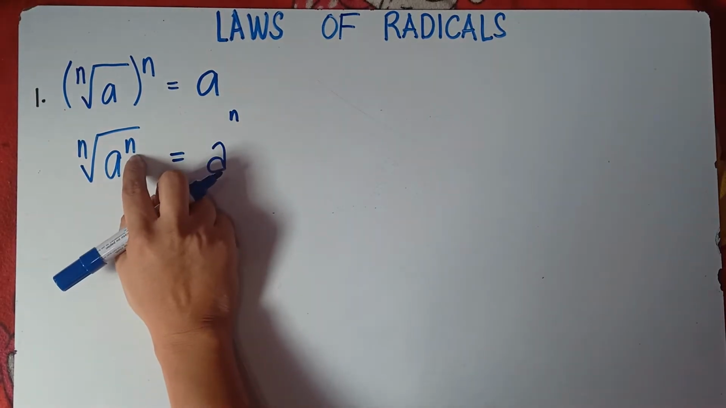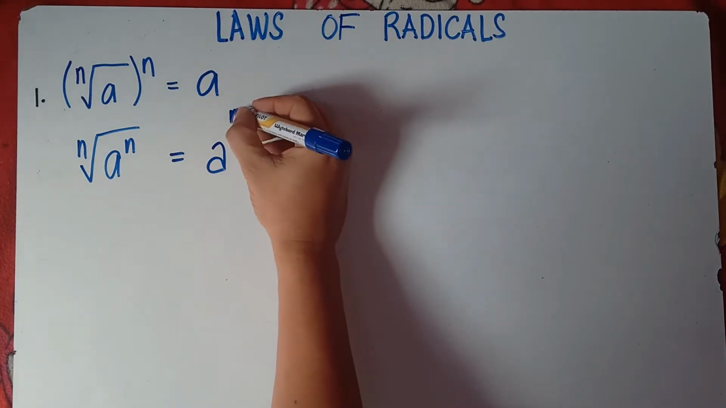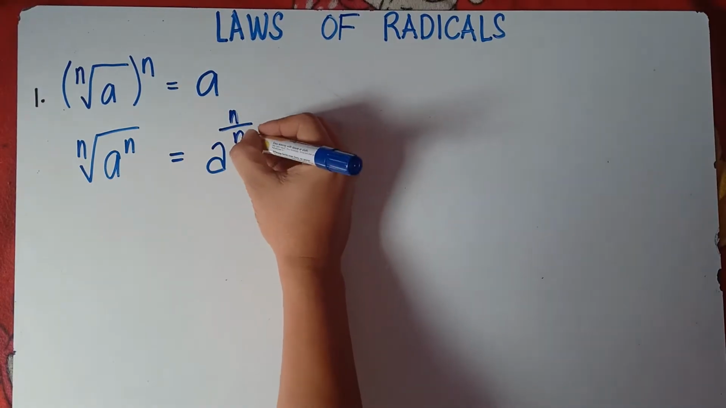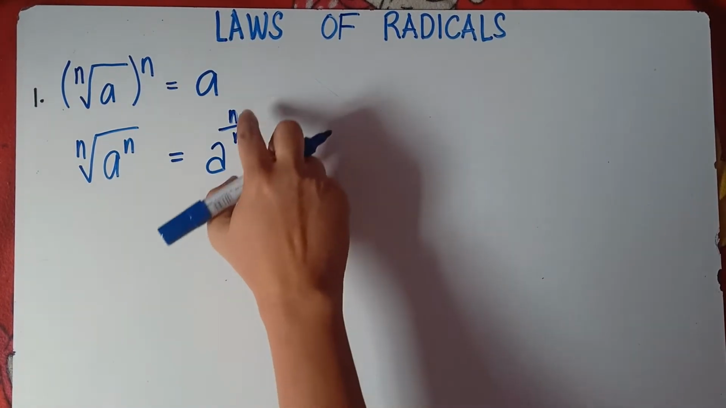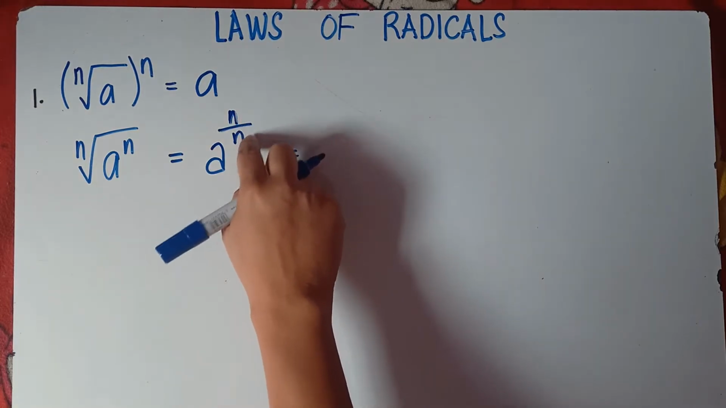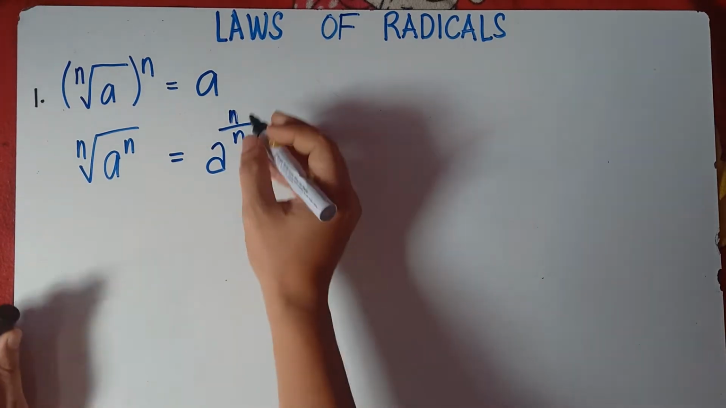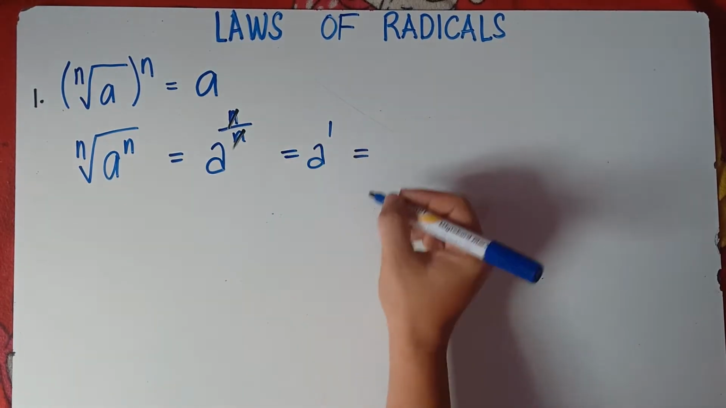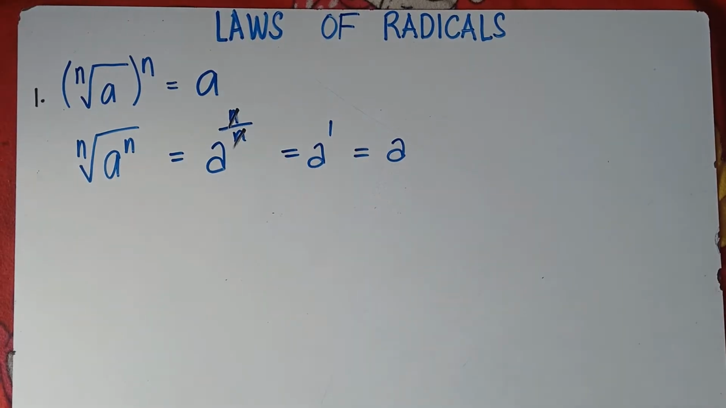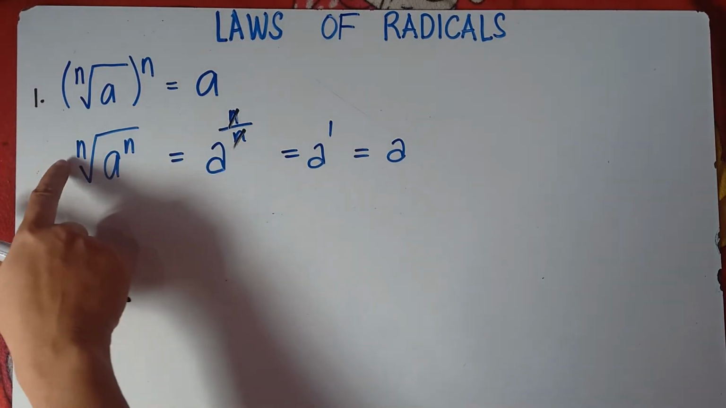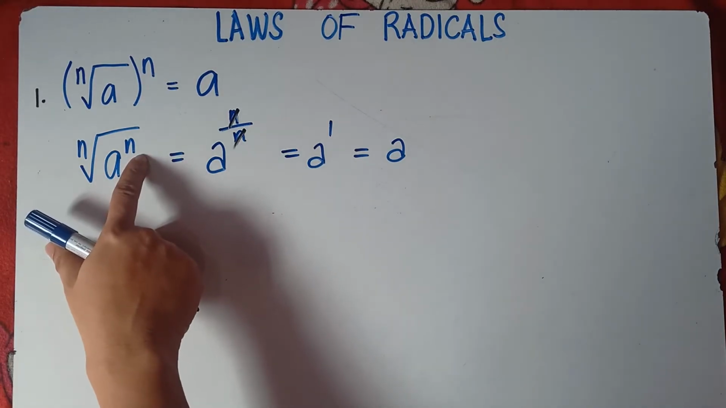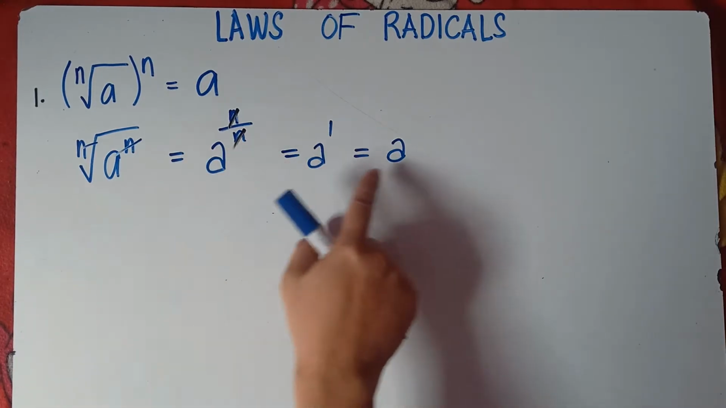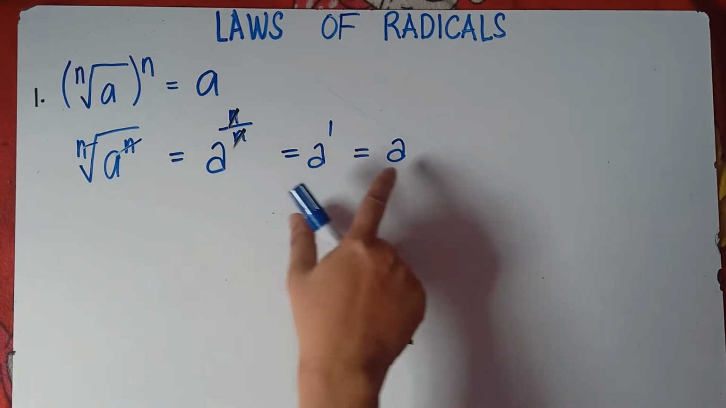So this exponent here will be the numerator of the fractional exponent, and this n, the index, will be the denominator. And A raised to the power of n over n, you can divide this one, and n divided by n is 1, so you can cancel this out. So this will be A raised to the power of 1, right? And A raised to the power of 1 is equivalent to A. So if you have this kind of example, if the index and the exponent are the same, you can just simply cancel this out, and your answer is A. The number inside the radical is the answer.